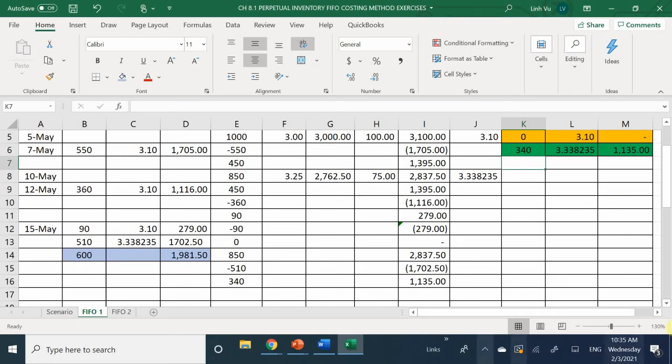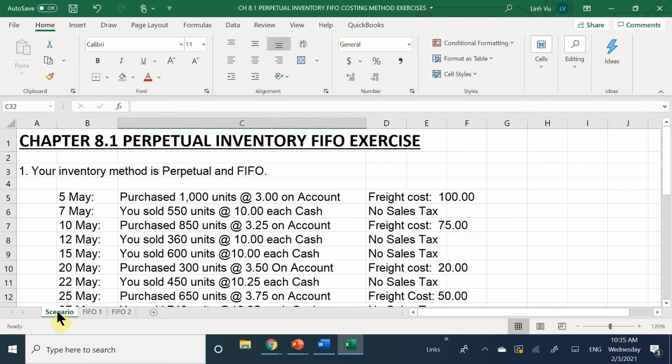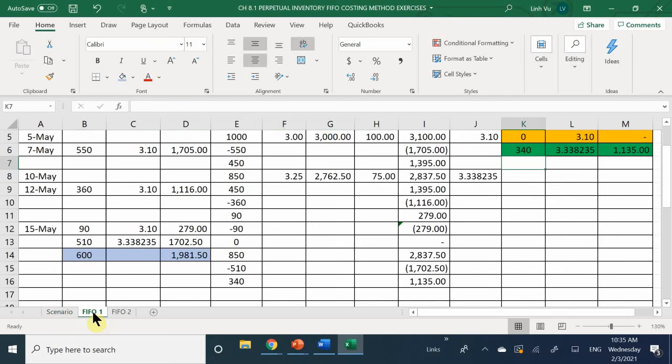Okay. All right. So now that we did our sale on May 15, let's see what has happened next. Here we have May 20th. We recognize that on May 20th we purchased an additional 300 units at $350 with the freight costing $20. So 300, 350, and 20. Again, this is May 20th.